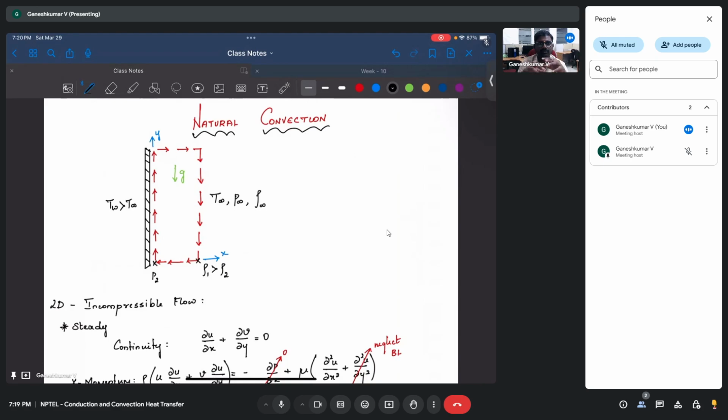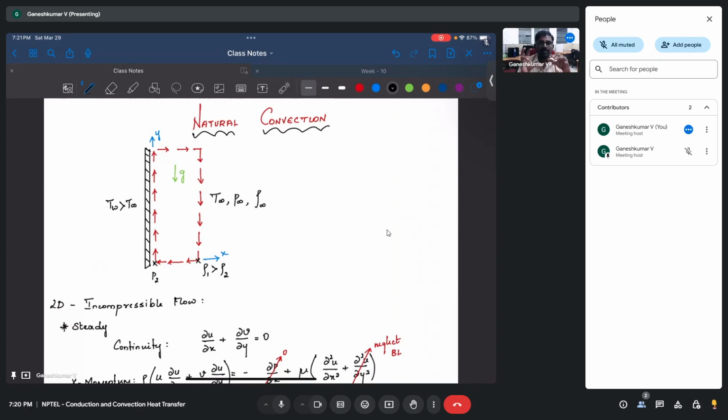In forced convection, you can actually have a velocity profile initially, and after getting the velocity profile, you can substitute it in the energy equation and solve. Safely, I mean, with certain approximations, you can decouple the momentum equation and the thermal energy equation.